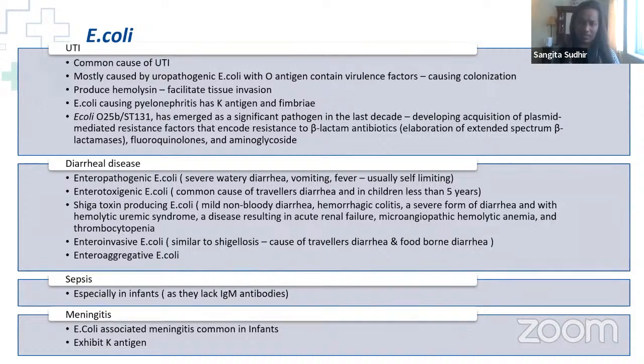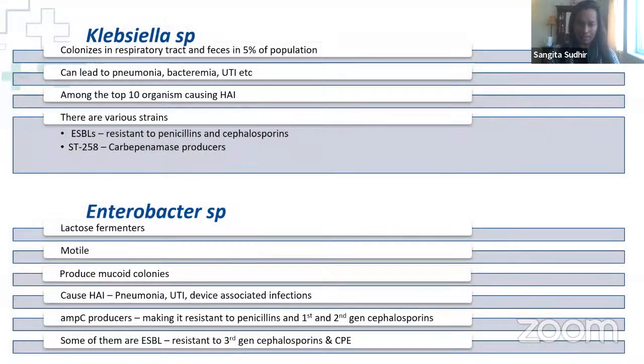And usually in children, neonates, they lack IgM antibodies, and when these organisms infect, they can easily cross the blood-brain barrier and cause, that's for meningitis, sorry. This can cause sepsis in infants. Similarly in infants, strains that exhibit K antigen can ascend across the blood-brain barrier and cause meningitis and further lead to sepsis as well. So all of these are some of the common infections that we see due to E. coli.